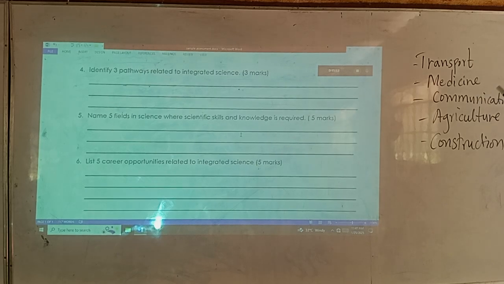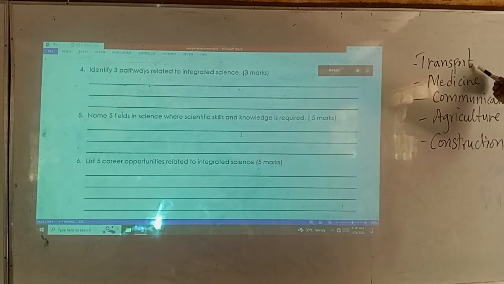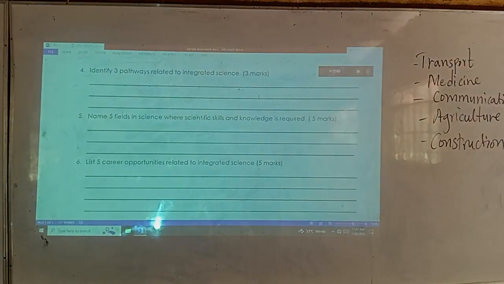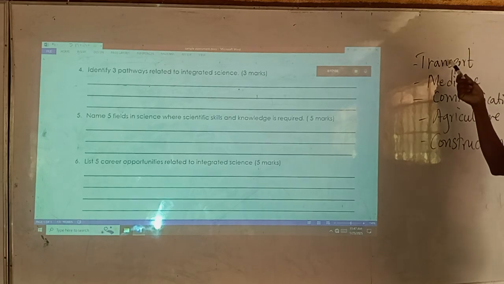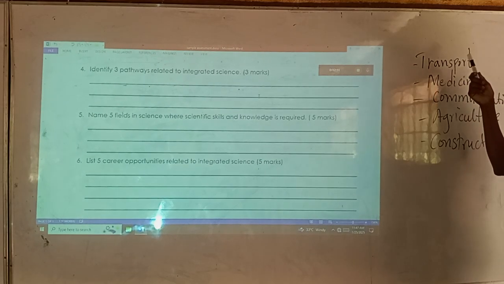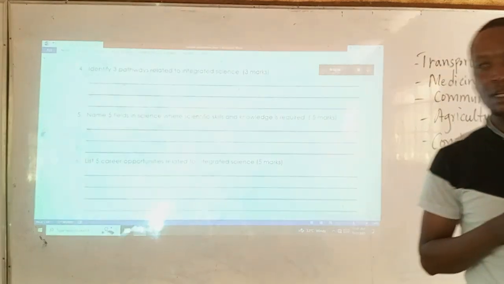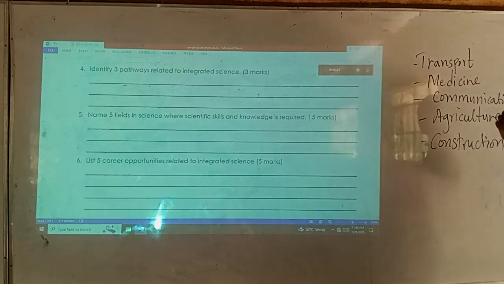Now, can someone give just a brief information or explanation about the 5 fields? Transport. Where is science knowledge and skill required? Why? How? How can you explain this? Yes, Mulinge? Very good, very good. Very good, Mulinge.